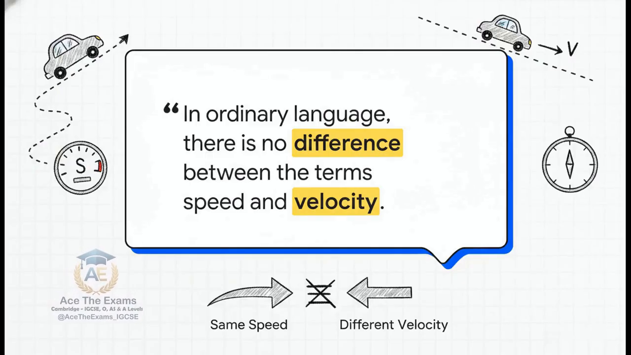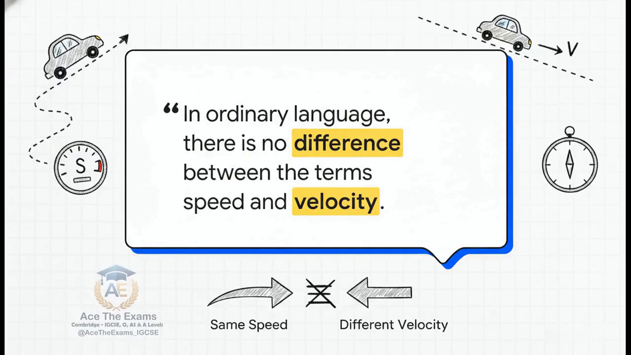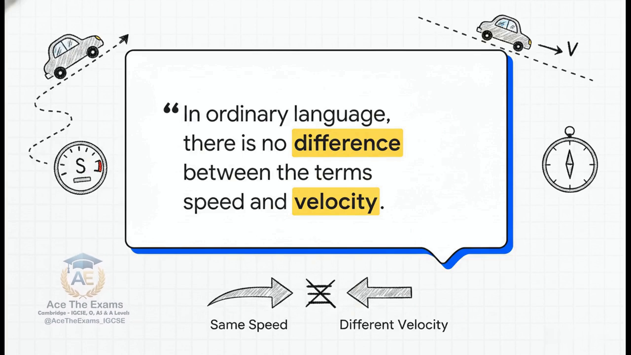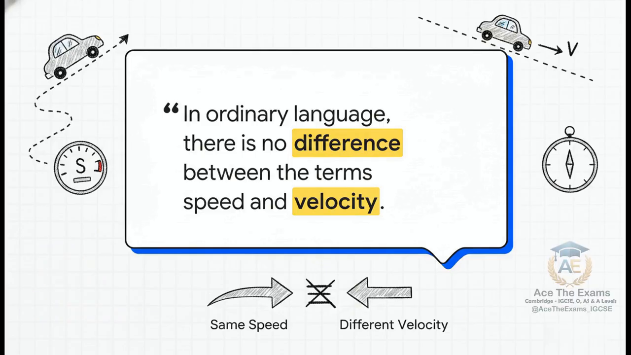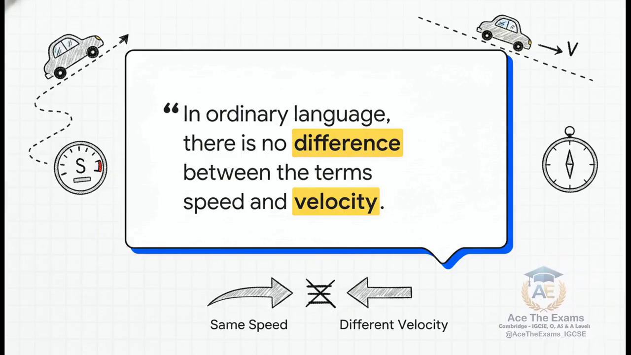And this quote brilliantly illustrates a classic trap that the Cambridge examiners set for you year after year. As our source explicitly points out, in ordinary language, there is no difference between the terms speed and velocity. However, in physics, there is an important distinction. The examiner knows that you use these words interchangeably in real life. When you're driving, you don't say, "Look at my velocity," you say, "speed." And they will try to catch you off guard with this casual language. You need to switch your brain into physics mode. Always remember, velocity demands both a speed and a specific direction.